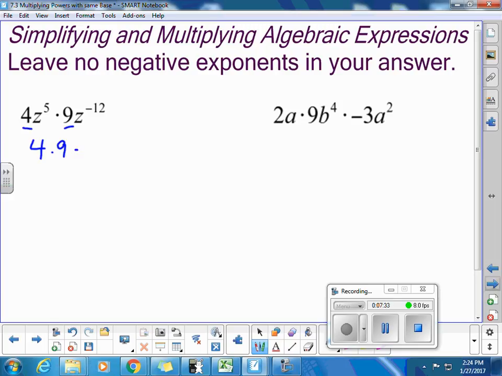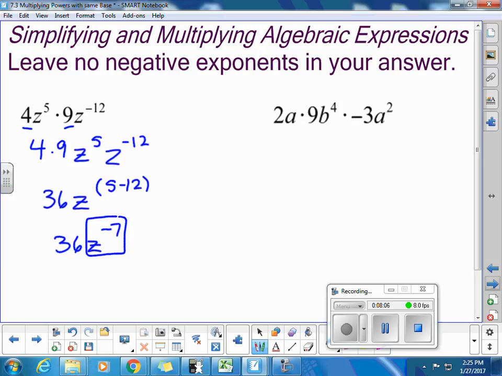Then I have z to the 5th and z to the -12th. Because we are just talking about multiplication to begin with, 9 times 4 is 36. And it would be z to the 5 minus 12, or 5 plus a -12, which is 36 z to the -7th. And it said no negative exponents in our answer. Remember, the only thing raised to the -7th is actually that z. 36 is raised to nothing. It just says 36.